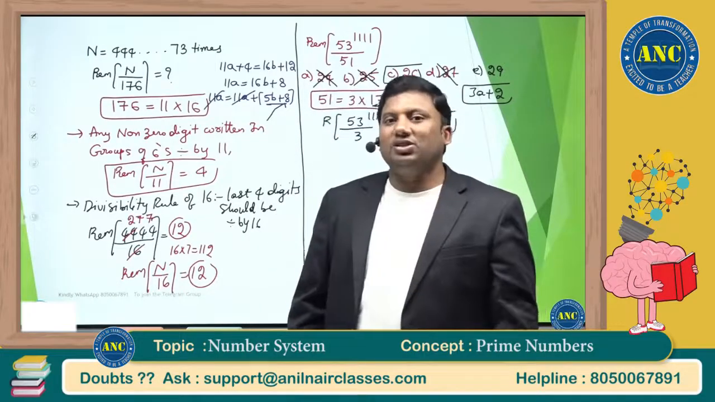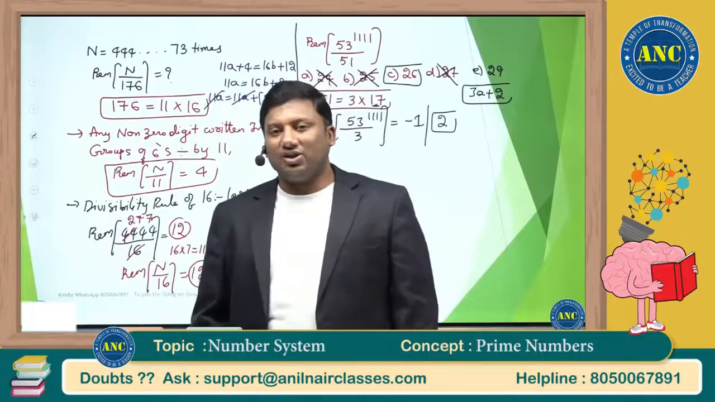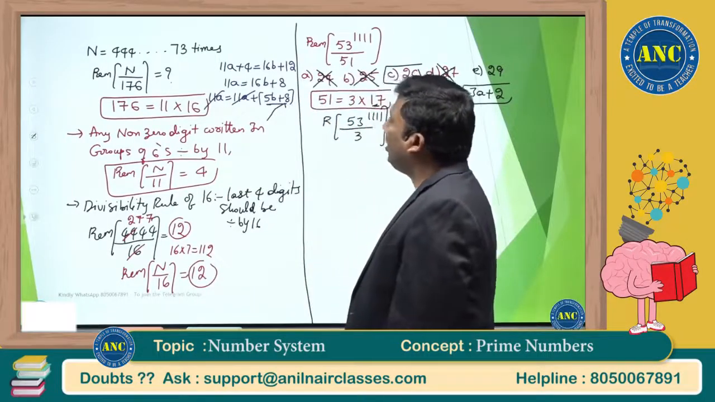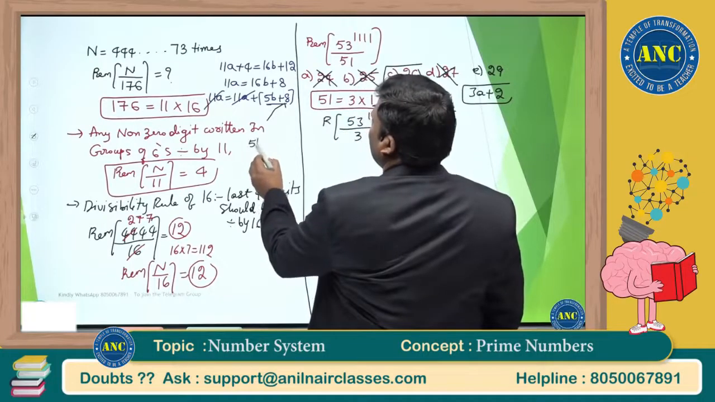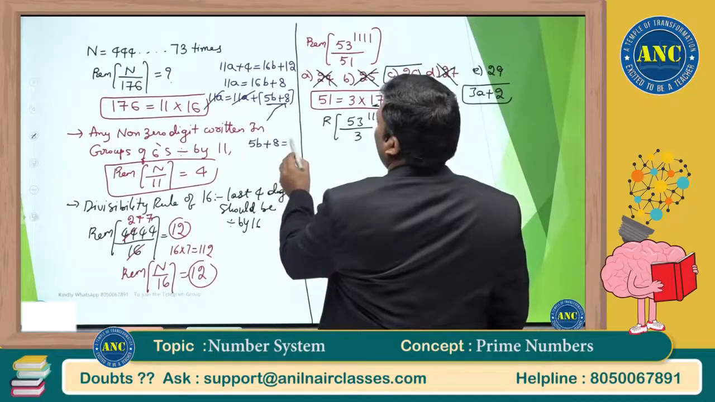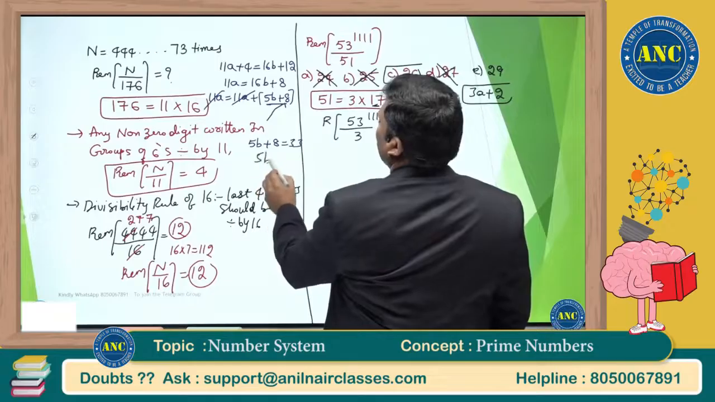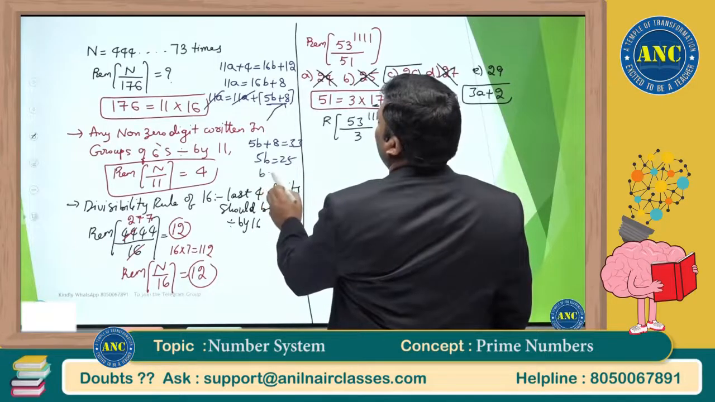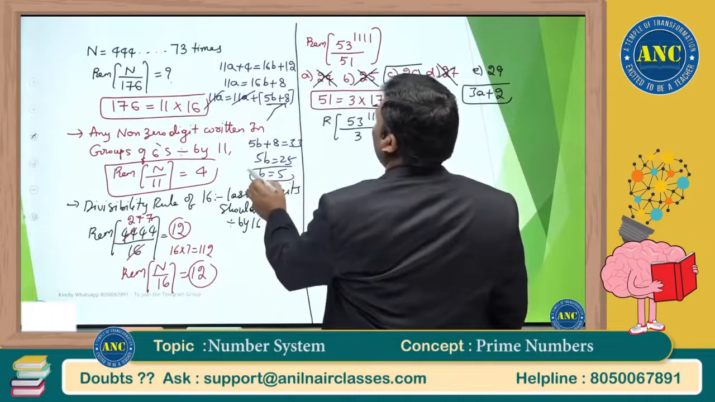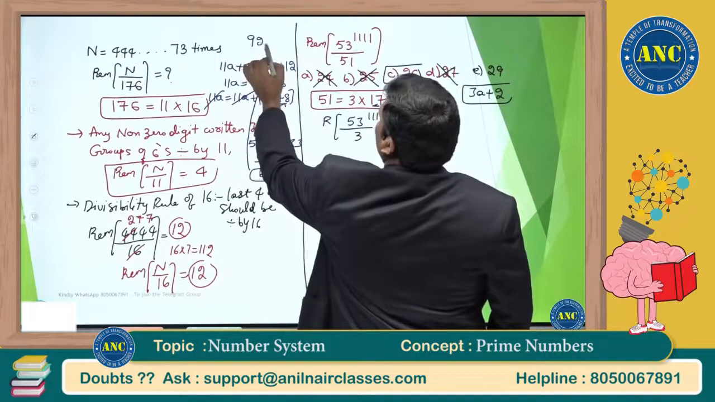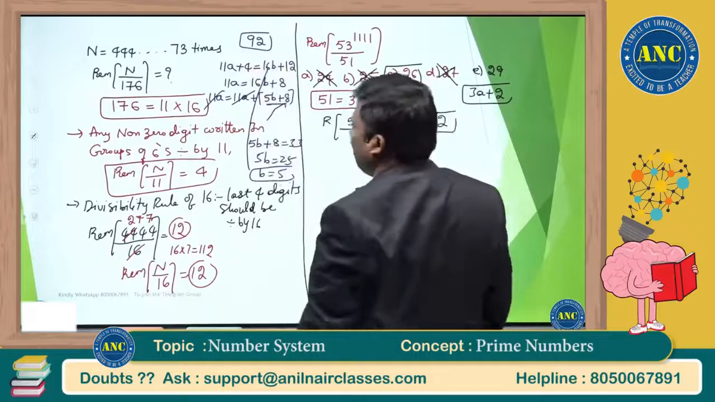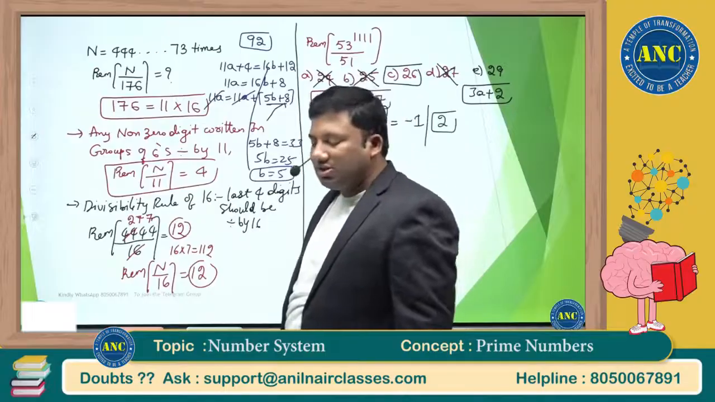5b plus 8 divisible by 11: with 11, the b value will become a fraction; with 22, fraction again; with 33, 5b is equivalent to 25, so b value is 5. If b is 5, 16 fives are 80, 80 plus 12. The answer for this question is 92.